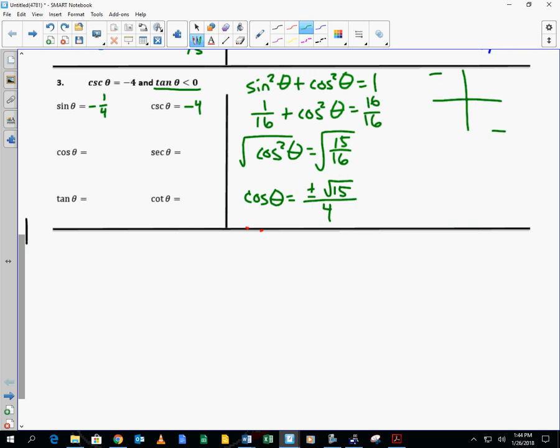Very good. So I heard people talk about the tangent. Tangent is negative. I heard somebody say that if it's negative, it can't be in the first or third because that's where tangent is positive. So therefore, it's the second or fourth. That's what I know from this bit of information.